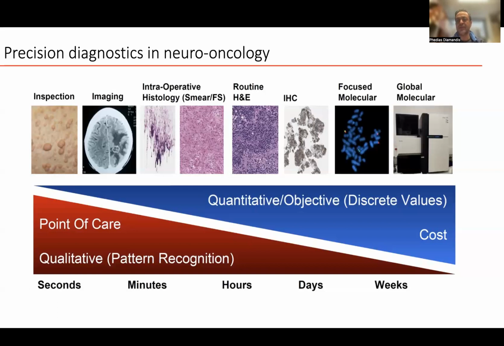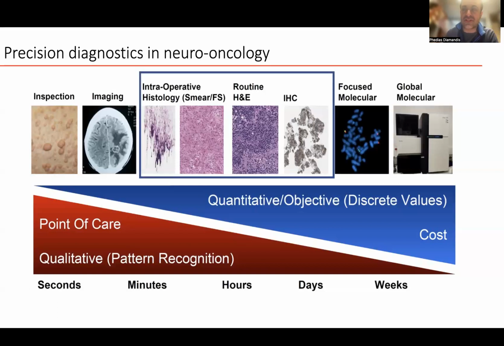Conversely, on the other extreme, we have very quantitative and objective tests that use discrete values to make diagnostic predictions. These are, of course, much more objective, but can cost quite a bit more, on the order of thousands of dollars, and may have a slower than desired turnaround time, where that information may not be available in the timeframes that we need to take care of patients.